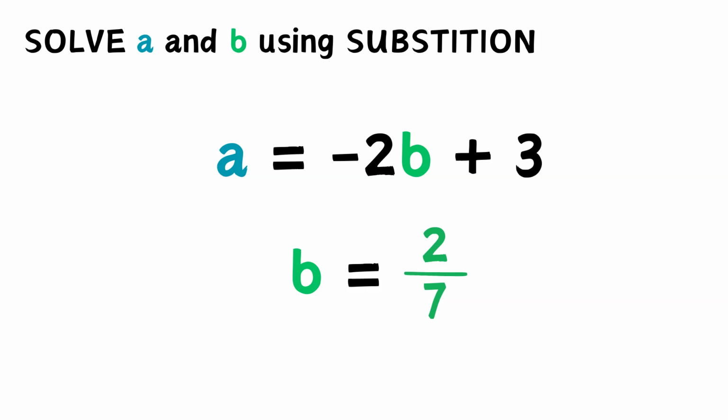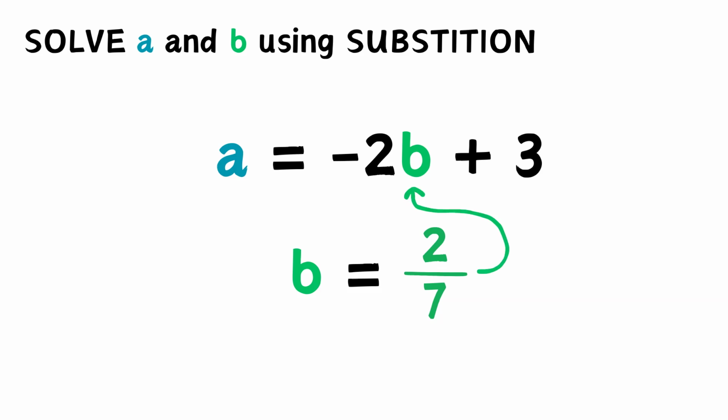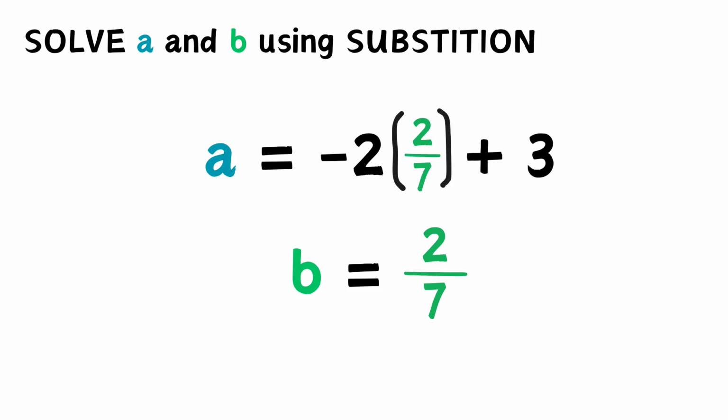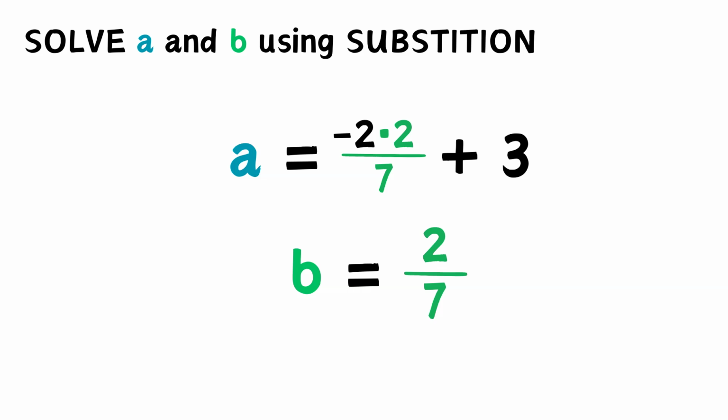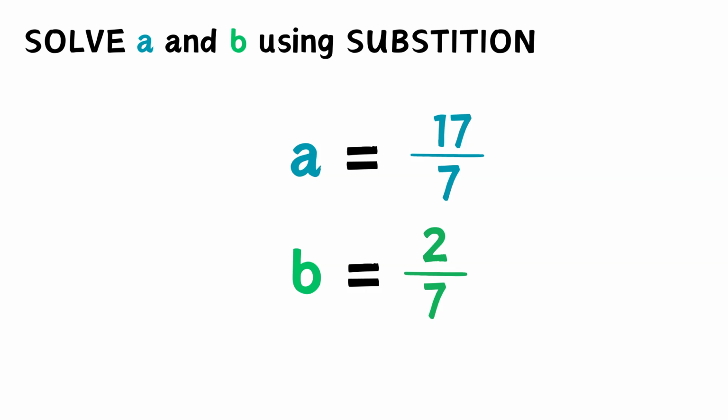We found earlier that a equals negative 2b plus 3, and we can substitute in our value for b here. This gives us negative 2 times 2 over 7 plus 3. Negative 2 times 2 over 7 is negative 4 over 7, and to add this to 3, we can multiply 3 by 7 over 7 to get a common denominator, and we see that this equals 17 over 7.